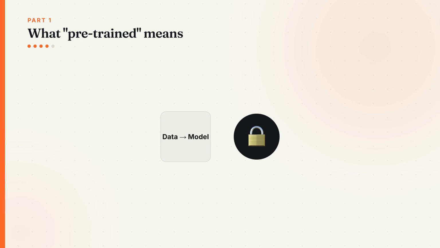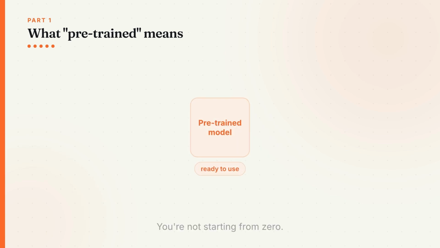Somebody, a research lab, usually trained this model once on a massive general dataset, then froze it, packaged it, and made it available for anyone to use. You're not starting from zero. You're starting from a model that's already read a meaningful chunk of the internet and already knows how language works.